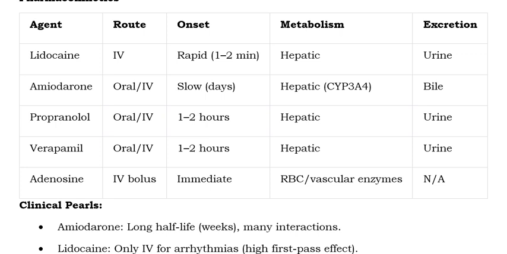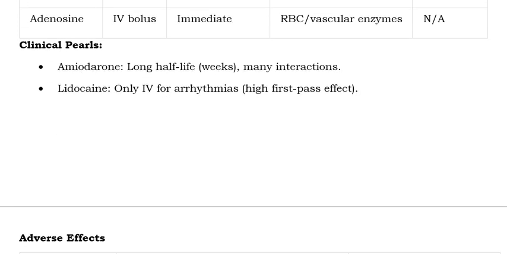Second pearl. Lidocaine. It's basically only used IV for arrhythmias. Why? Because if you take it orally, the liver chews up almost all of it before it even gets into your main circulation. That's the high first-pass effect. Makes oral pills useless for heart rhythm issues. Got it. IV only for lidocaine in arrhythmias. Good pearls. All right, next up.